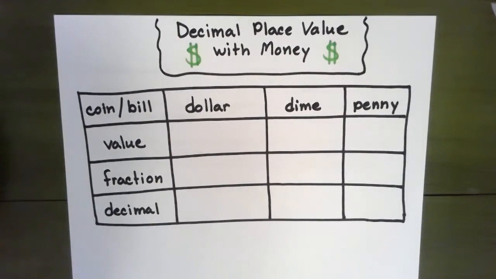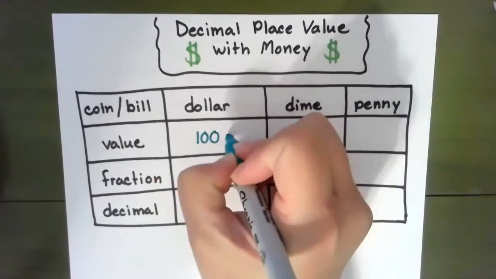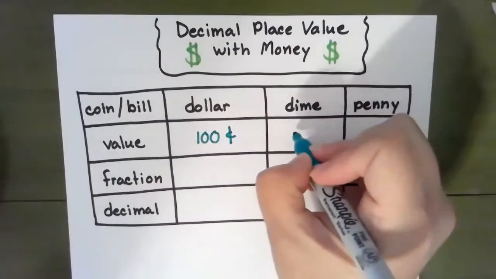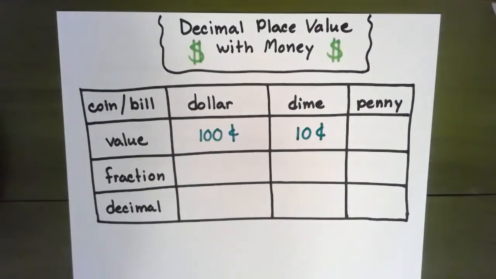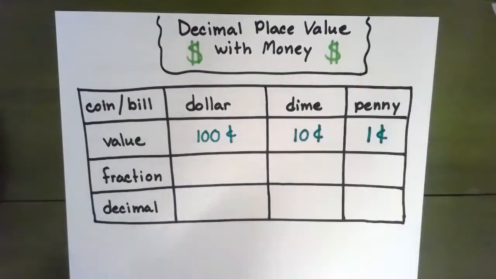How much is $1 worth in terms of cents? That's right, $1 is worth 100 cents. How much is 1 dime worth? That's right, 10 cents. How about a penny? You got it, 1 cent. Excellent.